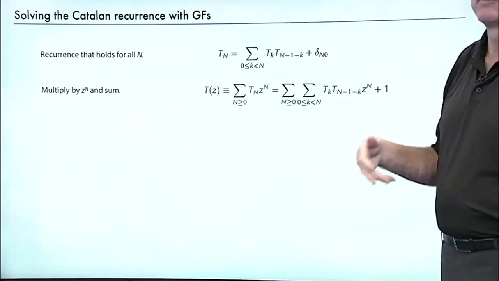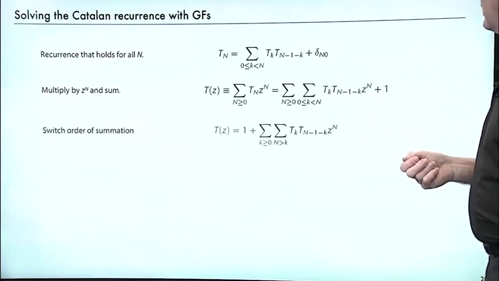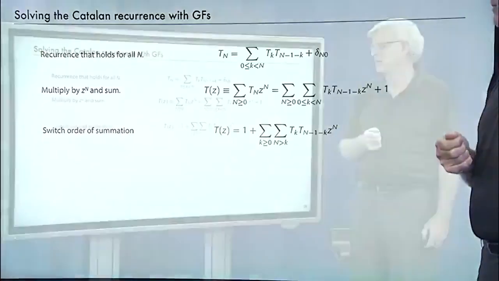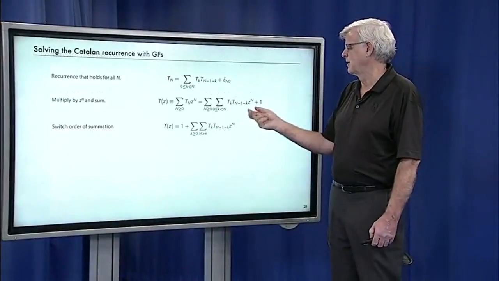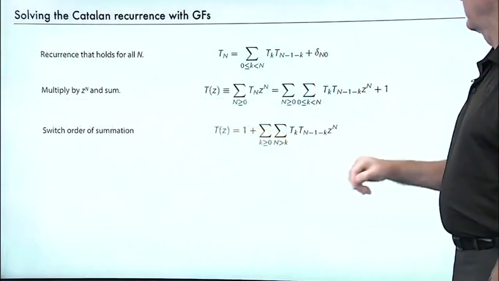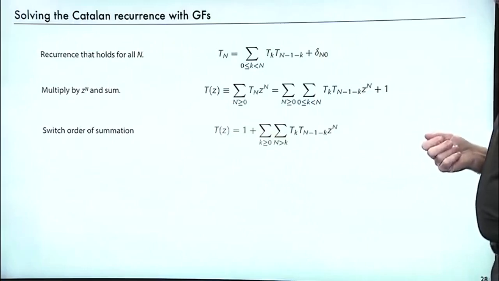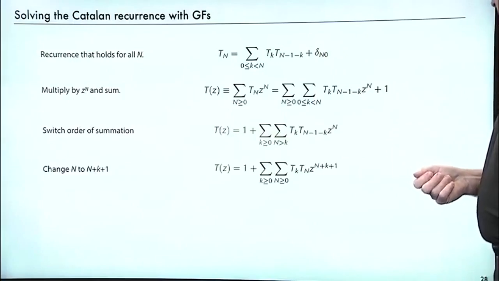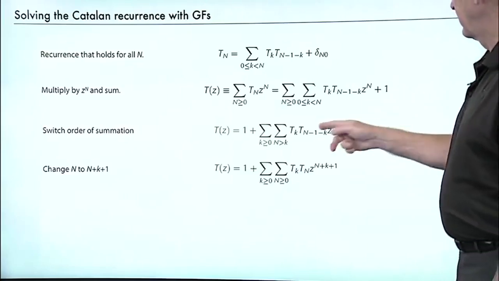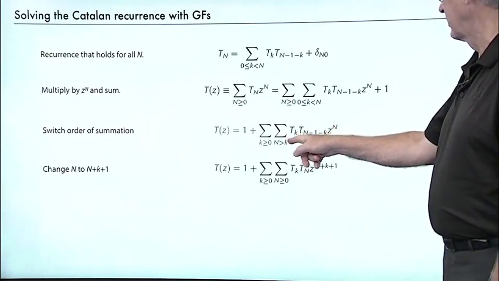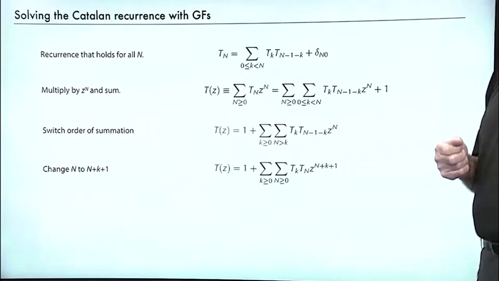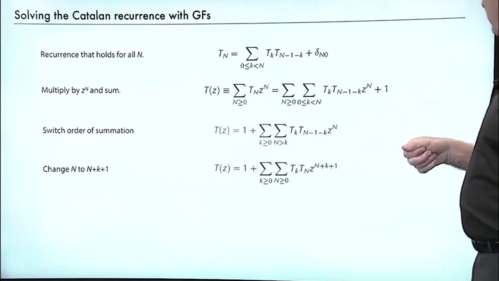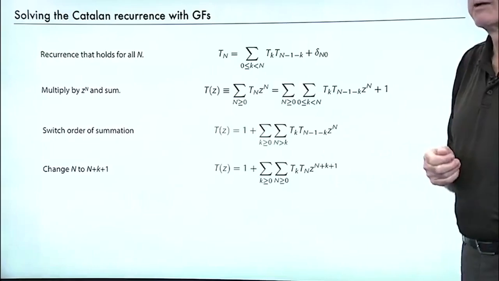We're going to work backwards from the convolution derivation that we did before. So the first thing we'll do is switch order of summation. So switching order of summation means if you're going to try for every value of k, then the inner sum is just for n bigger than k. Now in that inner sum, we'll change n to n plus k plus 1. n bigger than k is n bigger or equal to k plus 1, so that's the same as n bigger or equal to 0. And then the t sub n minus 1 minus k just becomes t sub n, and then we have z to the n plus k plus 1.